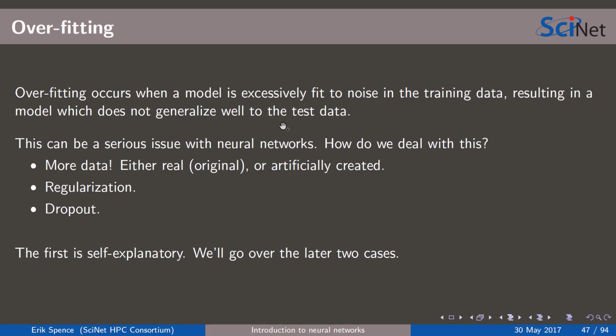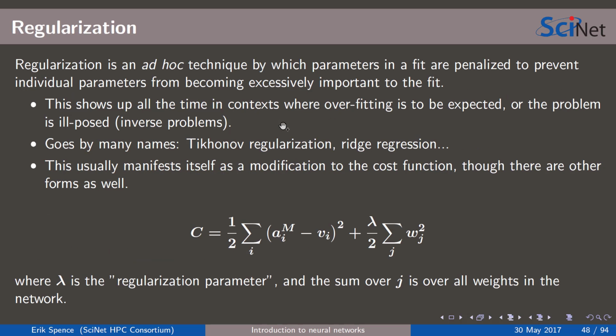Okay? Regularization and dropout. Who knows what regularization is? Some of you have used it. Okay. It shows up in all sorts of mathematical problems where the problem is ill-posed. And then dropout is a uniquely neural network approach to fixing overfitting. Let's talk about regularization. Adding data is obvious. You guys understand what that means. Regularization is an ad hoc technique by which we're going to punish weights that get too big. Okay, we're trying to prevent individual pieces of the model from becoming too important to the model.